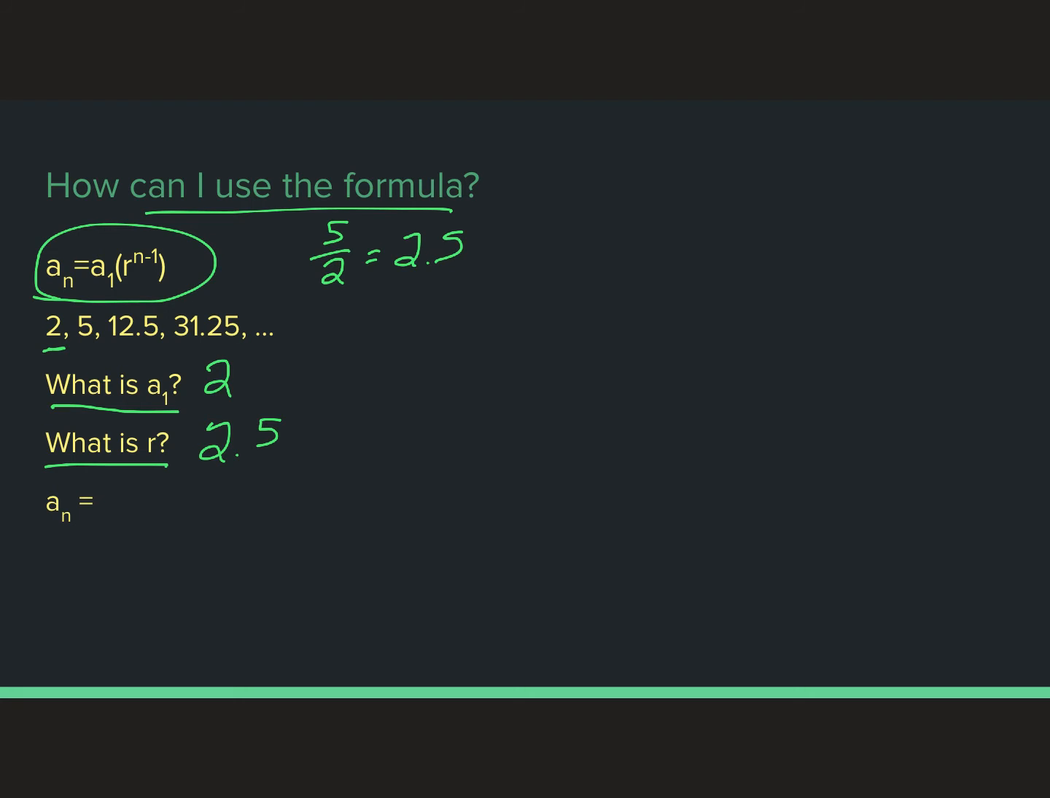So our formula is going to be a sub n, that stays. a sub 1 is 2. And then r is 2.5 to the n minus 1. And that's our formula. Not bad.